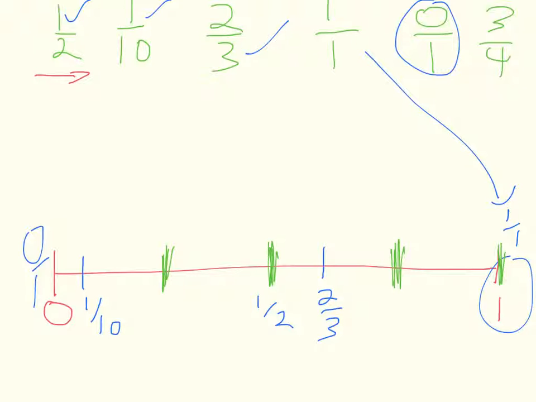4/4 is a whole, so we must have done it right. So which of these big green lines is 3/4? That one. All right, good job. If you got stuck and you don't get it, go back and watch it again. Okay, you can't continue if you don't get it. Let's do the last one.